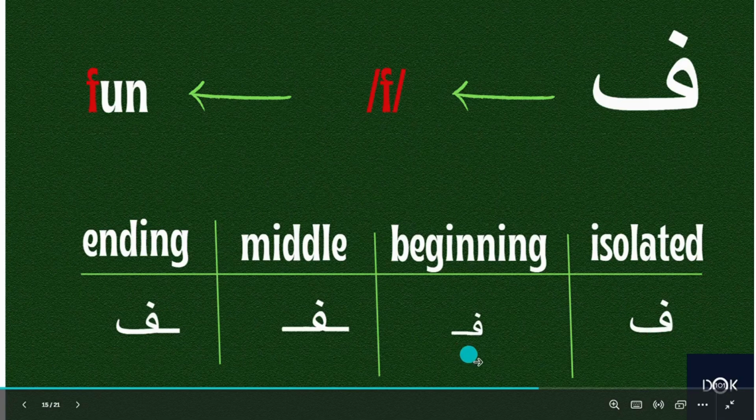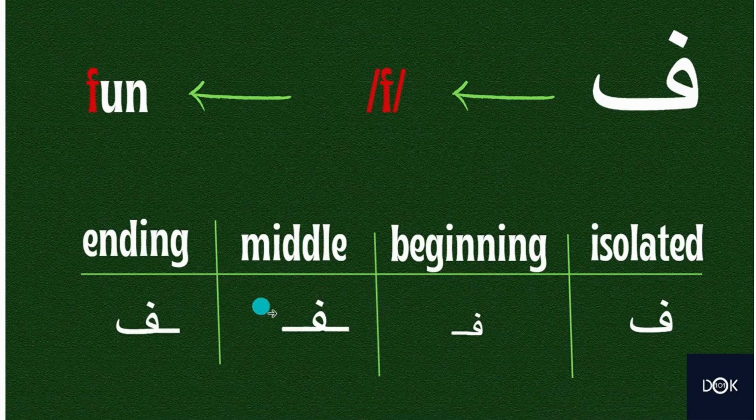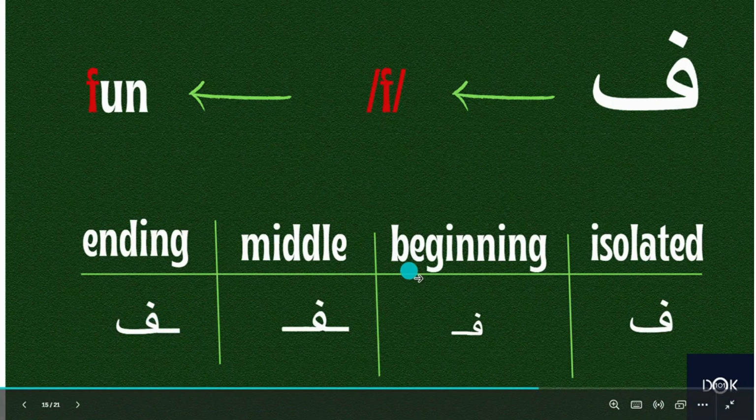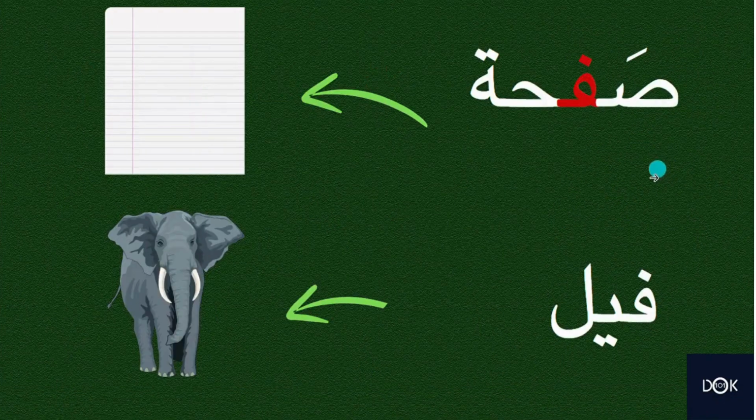Fa is joined to the letter next to it when it comes at the beginning of the word, and when it is at the middle of the word, it is connected on both sides to both the letter before it and the letter followed by fa. And at the end, it could be connected or in an isolated form. This is a pretty easy letter. Let's have a look at the examples.